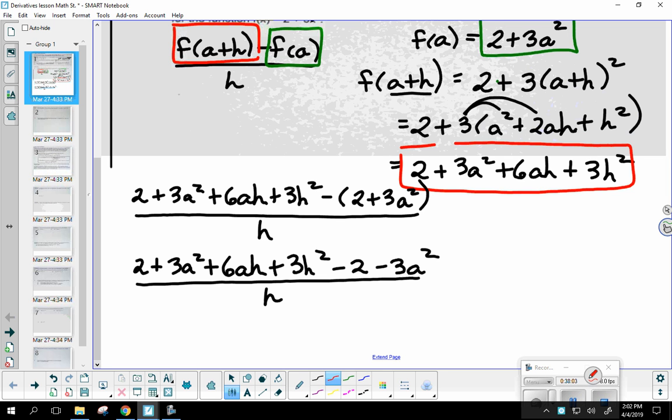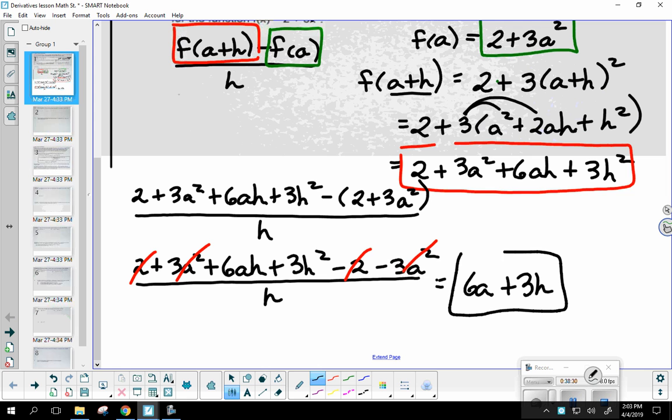Okay. Well, do we notice anything? You can subtract it and divide it. Okay, so like 2 minus 2, those are out. 3a squared minus 3a squared, those are out. Okay. And now you'll notice both terms remaining have an h. So can anybody just tell me what it is? So it'd be 6a plus 3h. That's what we're going for right now.